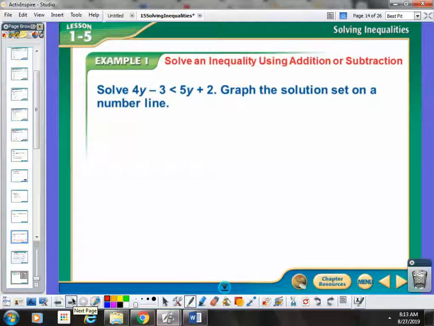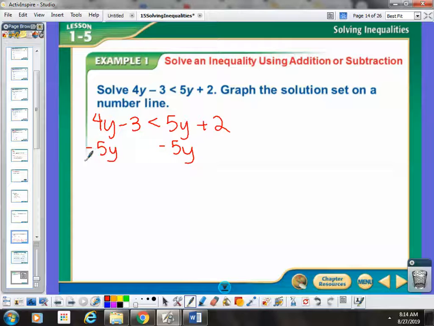Here's our first one. It says 4y minus 3 is less than 5y plus 2. Graph the solution set on a number line. All right, so we're treating this like an equation. We know we have to get the like terms together. We know if we multiply or divide by a negative number, we do have to do something special. But what would you guys do first? What do you think we can do? Savannah. We should get our variable on the same side. Okay, what would you like to do? Subtract 5y. That'll work. Let's subtract 5y from both sides of the inequality.